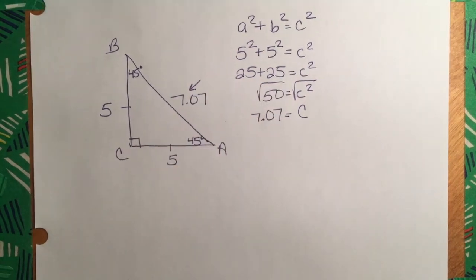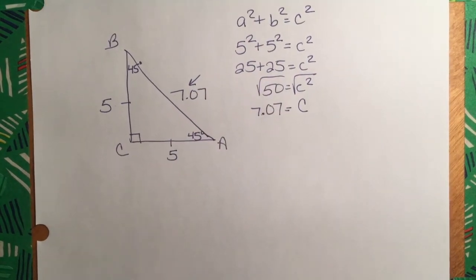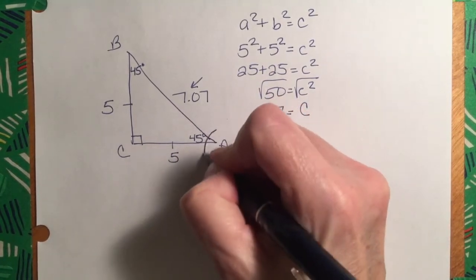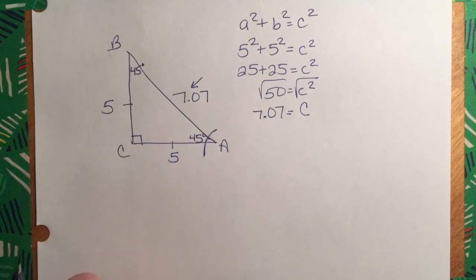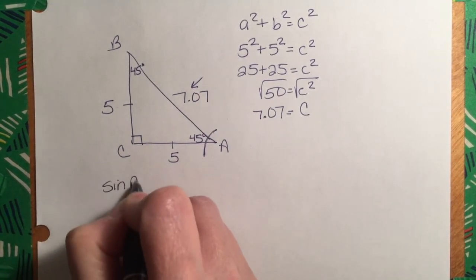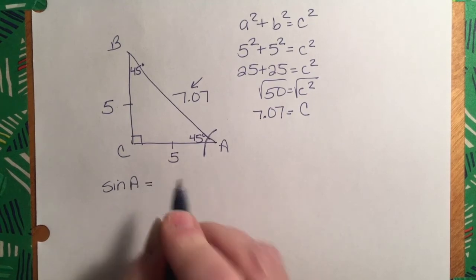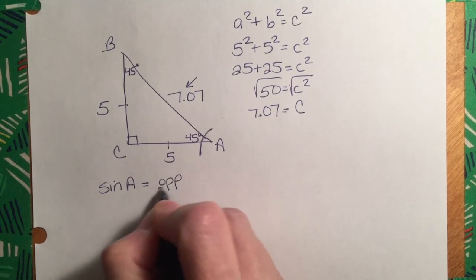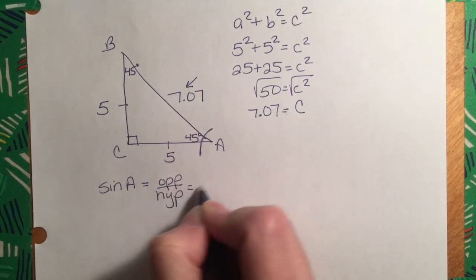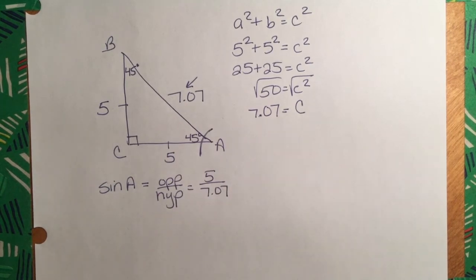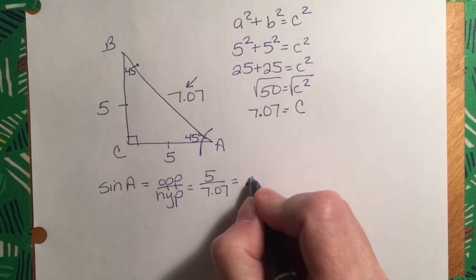Okay, so let's calculate some sines and cosines and see what happens. Sine, let's do angle A. Let's let angle A be our angle of focus. That's our theta, okay? So sine of angle A is going to be opposite over hypotenuse, which is 5 divided by 7.07. And if we do that on a calculator, funny enough, it's 0.707.